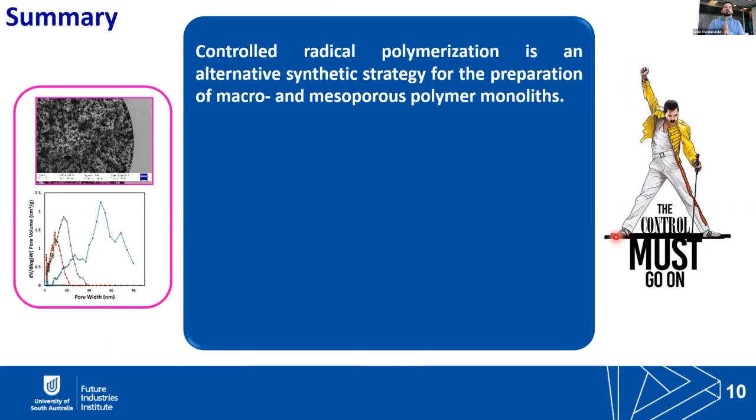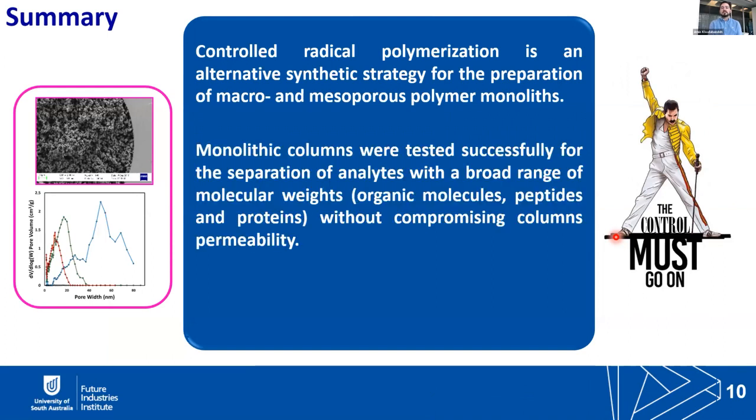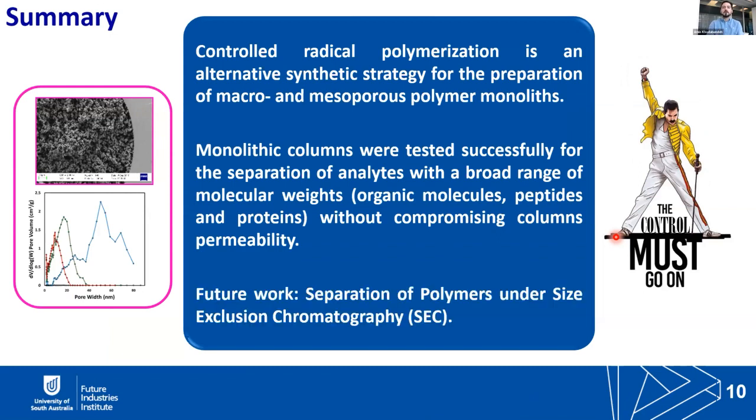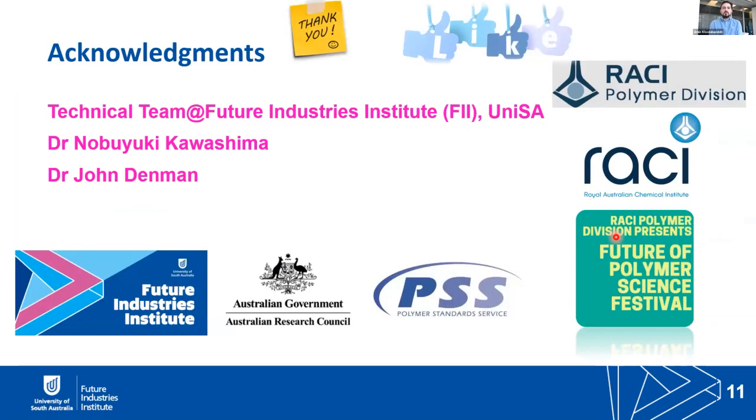So as a summary here, CRP in my project has been used for preparation of macro and mesoporous polymer monoliths. This material has been used as a separation media for separating small, medium, and large molecules, and the future work will be focusing on the SEC for separation of the polymeric material.